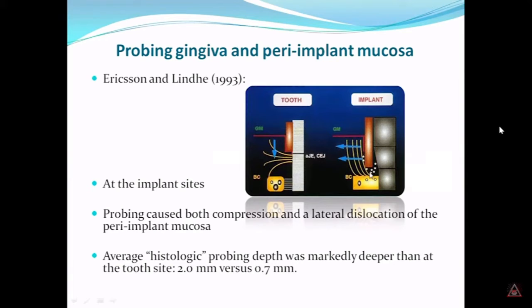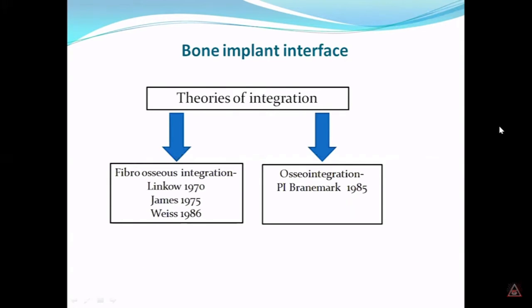Whereas in the case of an implant, there are no principal and secondary fibers. There are only parallel fibers. So these will allow your probe to go apically, more apically. That means the gingival sulcus depth will be more in the case of dental implants. So after the soft tissue interface, we have the bone implant interface.